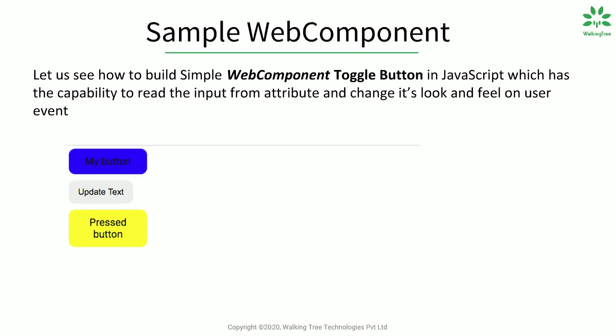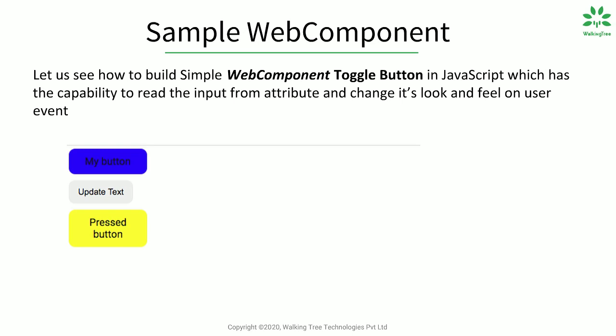Now let's get into the code and see how we can do this. Before getting into building this web component in ExtJS, let's try to understand how to build a simple web component using JavaScript, which has the capability to read the input from the attribute and change its look and feel on user input.